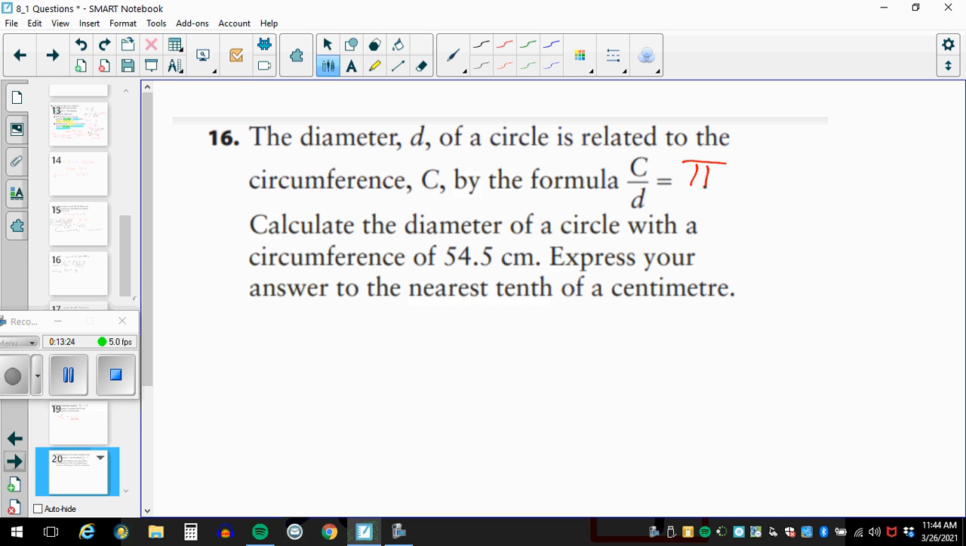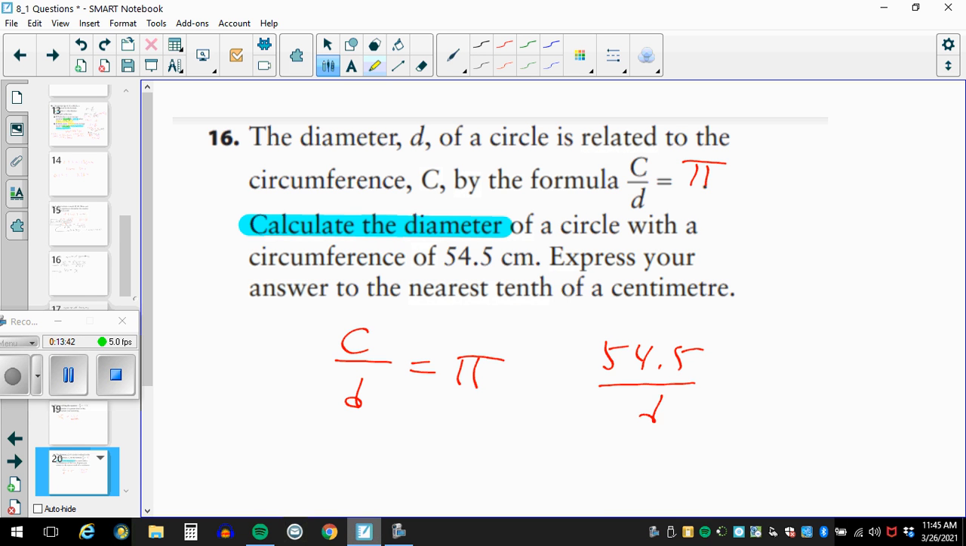So this time, I do not know my diameter because it's asking me to calculate it. So in my formula, c divided by d equals pi, I will know everything but the diameter. I know the circumference is 54.5. I do not know the diameter, but I definitely know pi because it's 3.14. So when I substitute everything I know into the formula, I end up with this two-step algebraic equation. And we know it's a two-step because my variable is in my denominator.